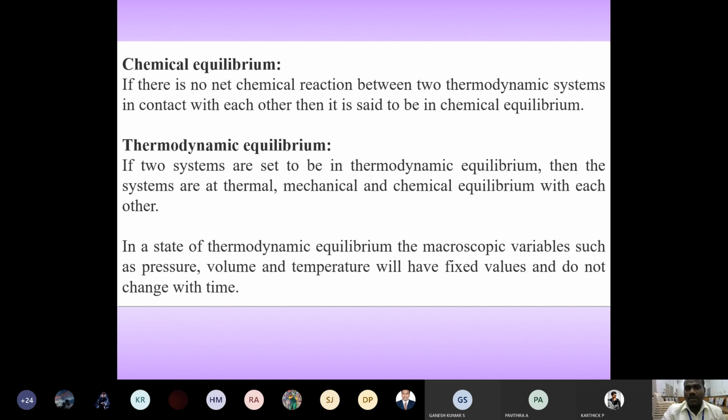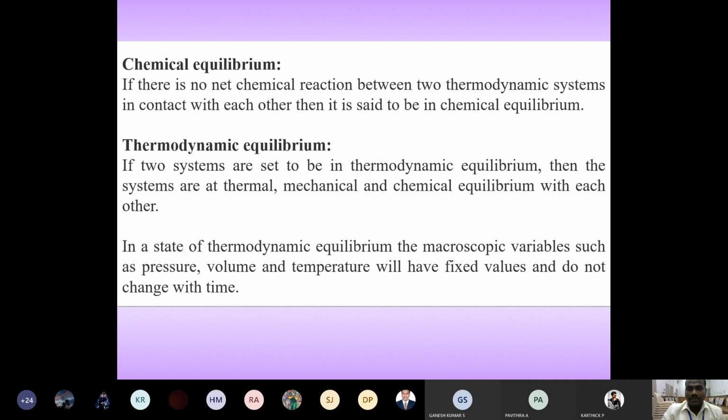So in the state of thermodynamic equilibrium, the macroscopic variables, we know what the variables in thermodynamics are, such as pressure, volume, and temperature, right? These variables, pressure, temperature, and volume, will have fixed values and do not change with time.